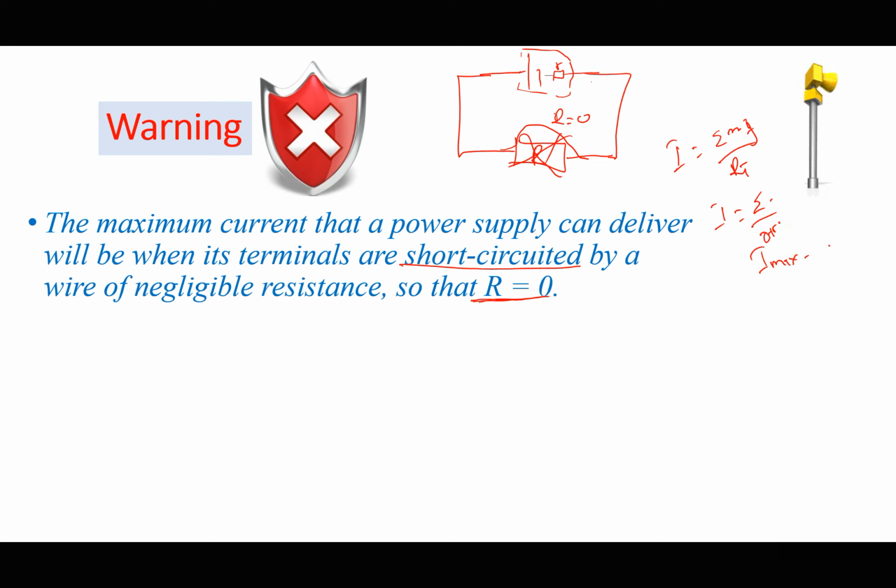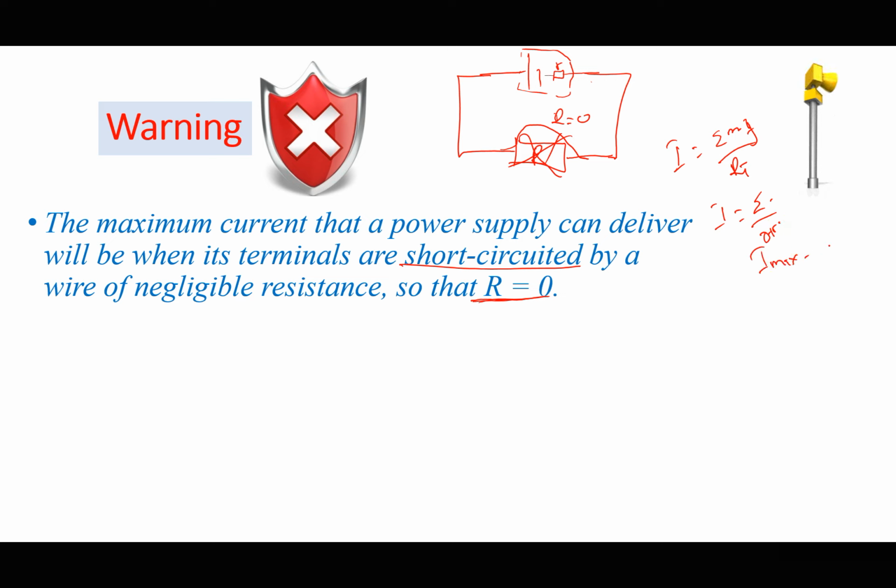Many times we might have seen short circuits and wires catching fire, because the current is going to be extremely large, it is going to be maximum. So the maximum current that a power supply can deliver is when the external resistance is zero, or when the terminals are short-circuited by a wire of negligible resistance.